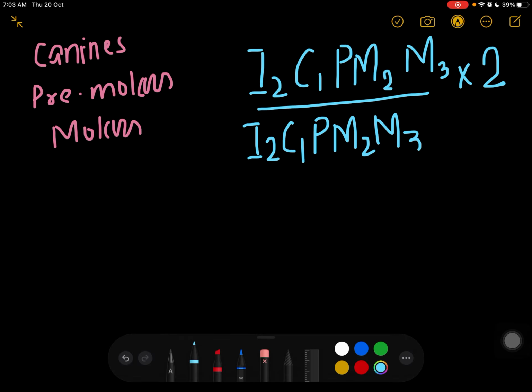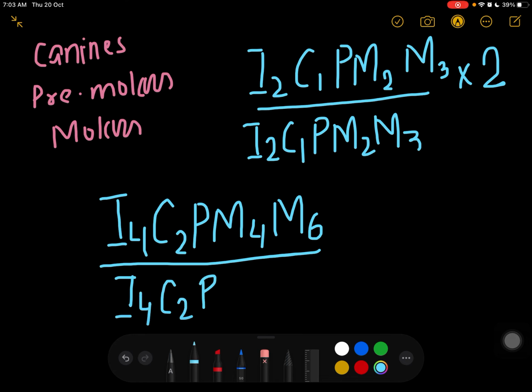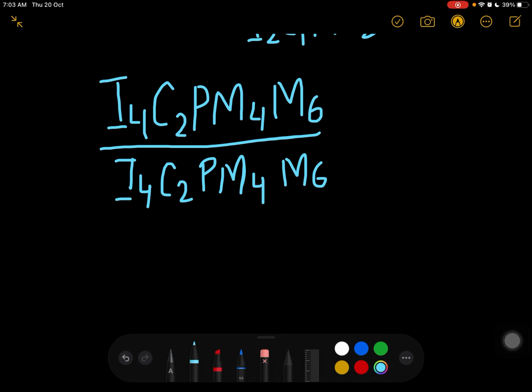So now we will multiply this. 2 2s are 4, I4, C2, PM4, M6, right? Over here then, I4, C2, PM4, M6. Right, now we have multiplied, now we will add them.